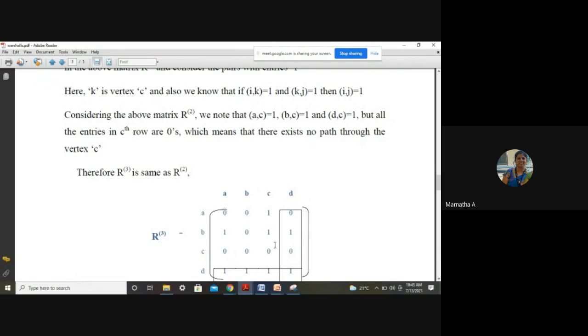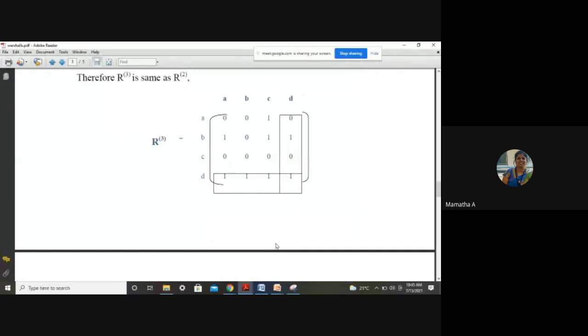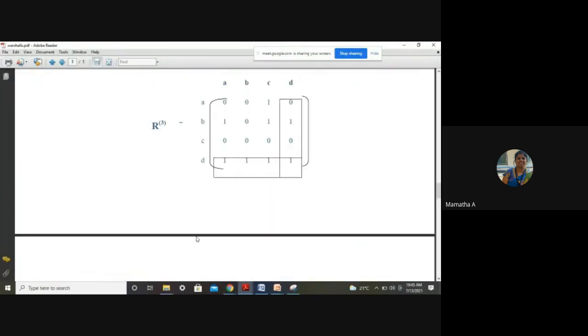Okay. Next, the last step, generating the matrix R4. So you have to generate R4 matrix. Similarly, you can observe we have to consider Dth row, Dth column, because I am trying to find out the paths through the vertex D now. Okay. Can anybody just observe and tell me how many pairs will I get here?